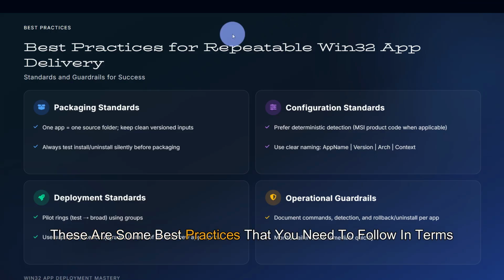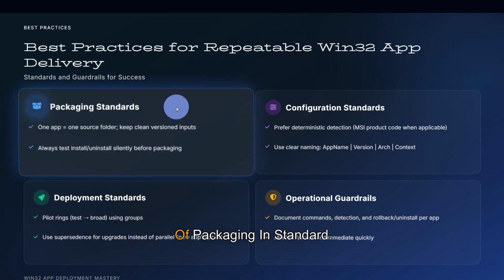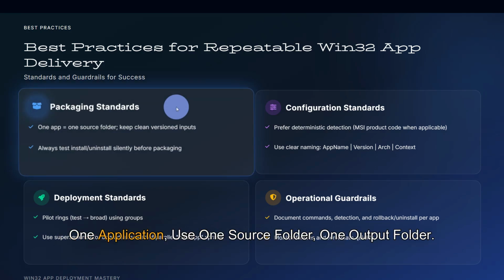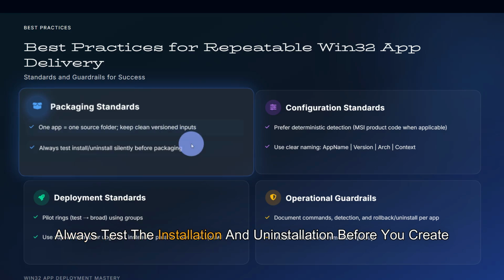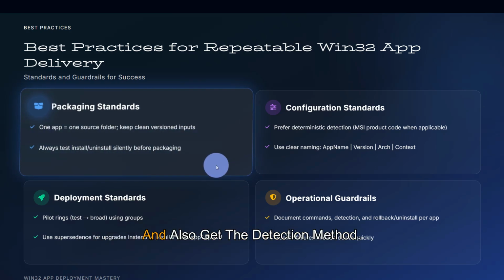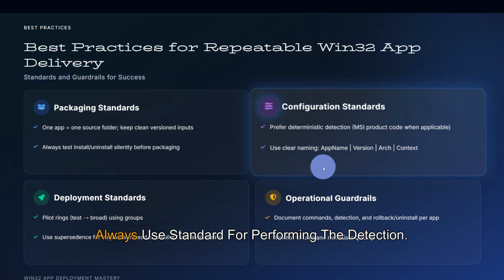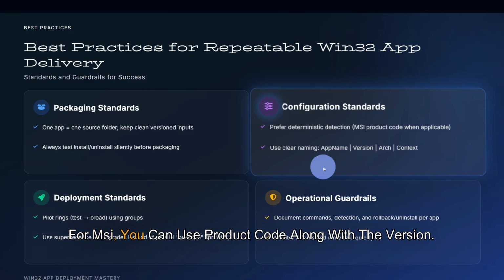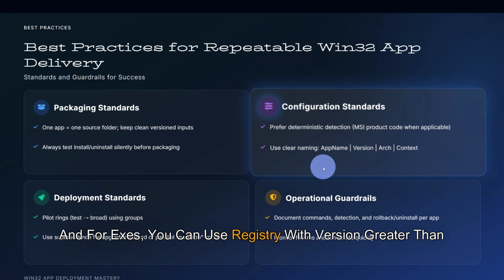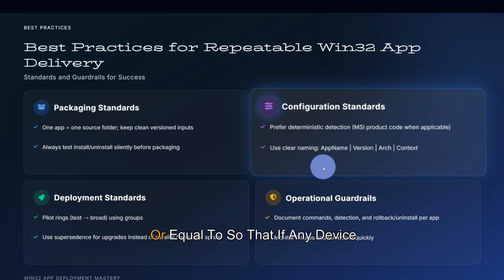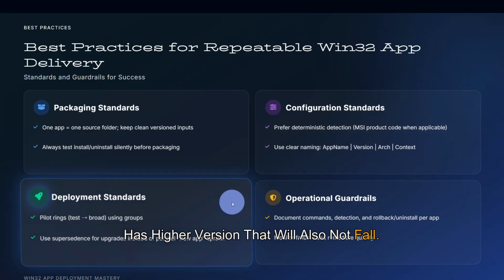These are some best practices that you need to follow in terms of packaging and standards. For one application, use one source folder and one output folder. Always test the installation and uninstallation before you create the IntuneWin package, and also test the detection method. Always use a standard for performing the detection. For MSI, you can use the product code along with the version, and for EXEs, you can use the registry with version greater than or equal to, so that if any device has a higher version, that will also not fail.